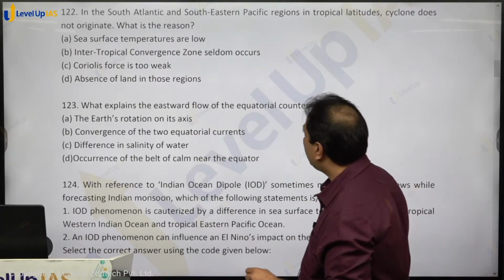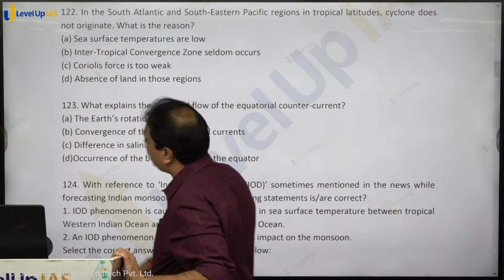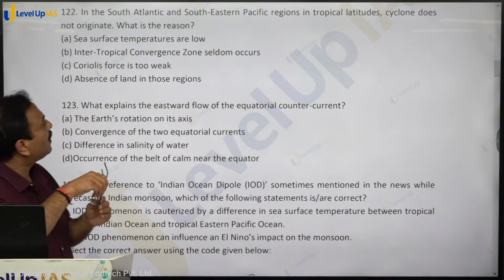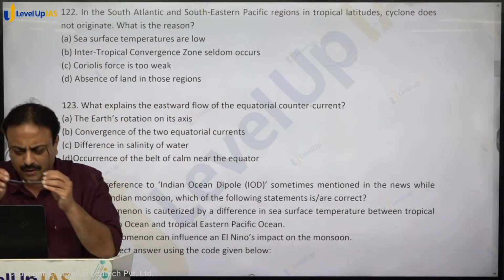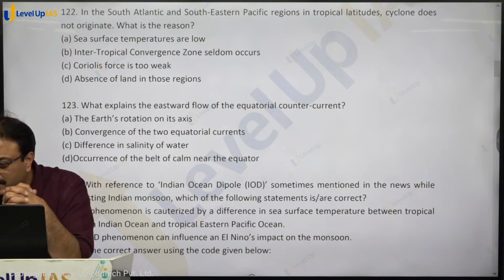In the South Atlantic and Southeastern Pacific regions in tropical latitudes, cyclone does not originate. What is the reason?